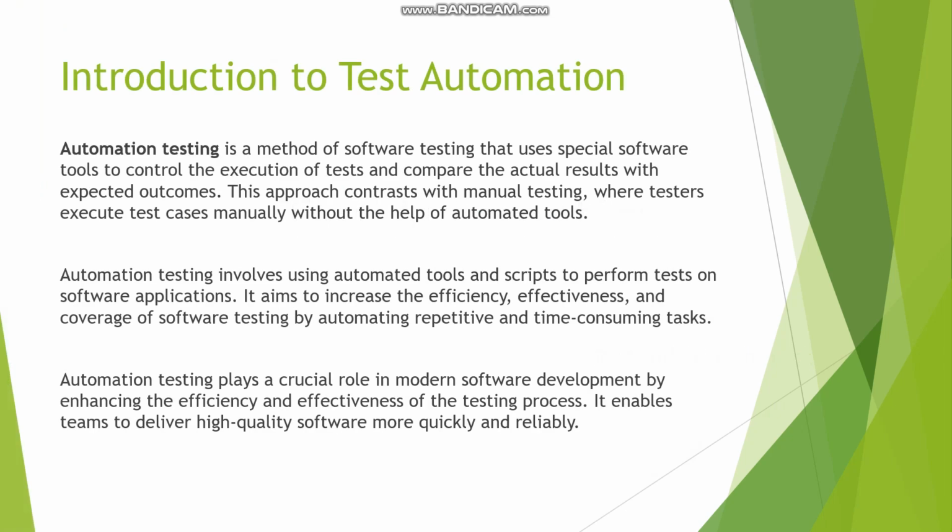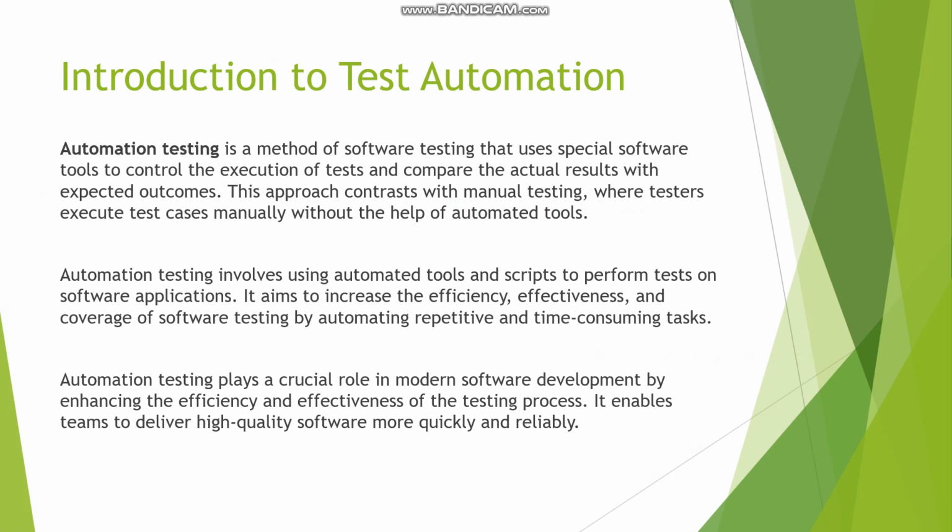Introduction to test automation. Automation testing is a method of software testing that uses special software tools to control the execution of tests and compare the actual results with the expected outcomes. This approach contrasts with manual testing, where testers execute test cases manually without the help of automation tools.